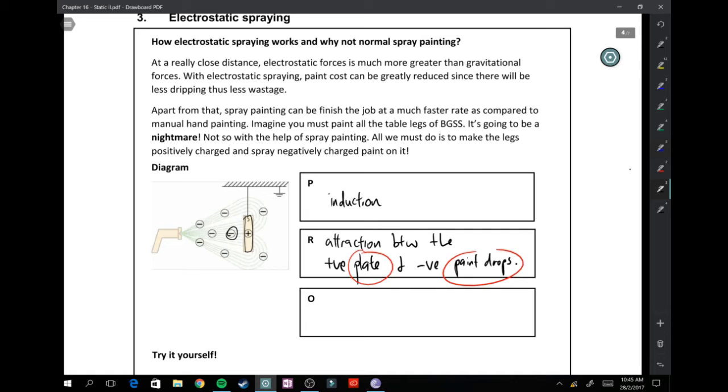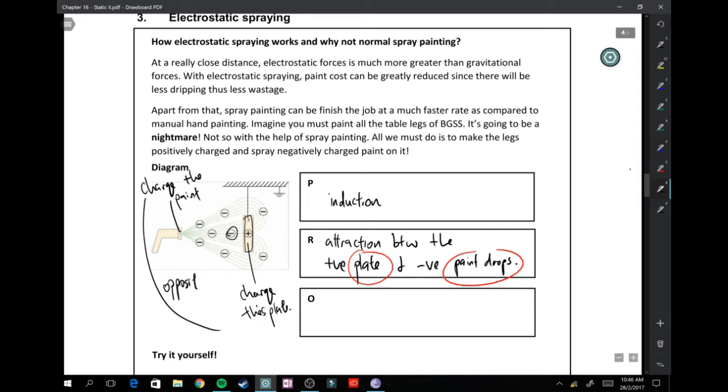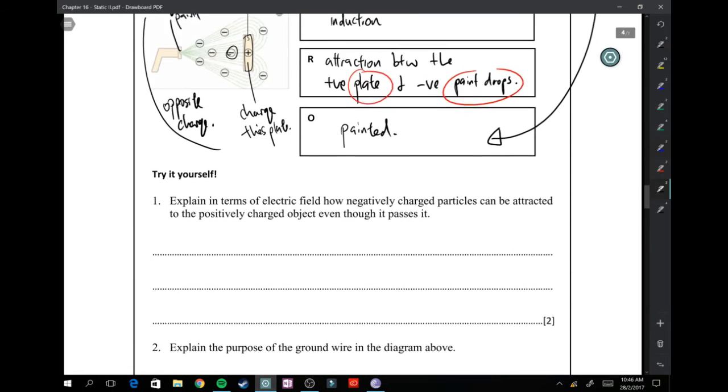Okay, of course the first thing you have to do is you need to charge this plate. Okay, and same thing, of course, you have to charge the pin, and you must make sure that they are of the opposite charge. Then of course the outcome is then painted. Yeah. Okay, and one of the reasons why we want to use spray painting is because of this. It can be much faster.